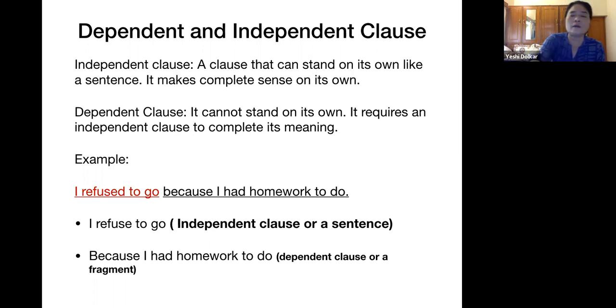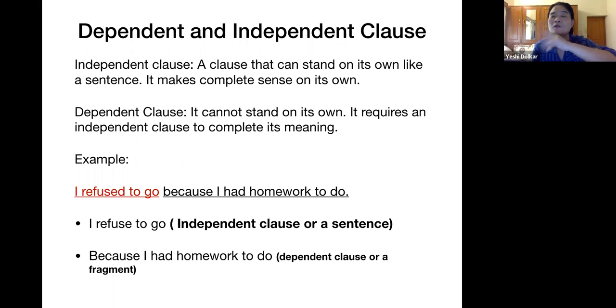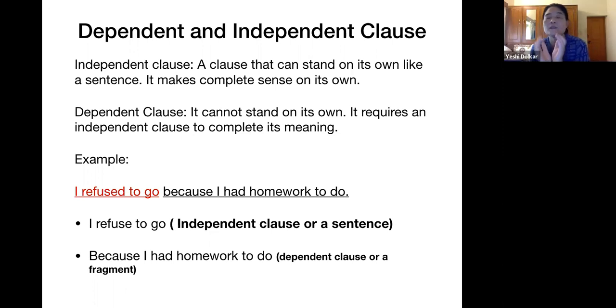Now, how did it become a dependent clause? Because you put the word because there. Remove because, and you're left with I had homework to do. If you look at I had homework to do, that is a complete sentence. But the moment you put because, it becomes a dependent clause. It becomes incomplete. All right? So that's how you get dependent clauses.